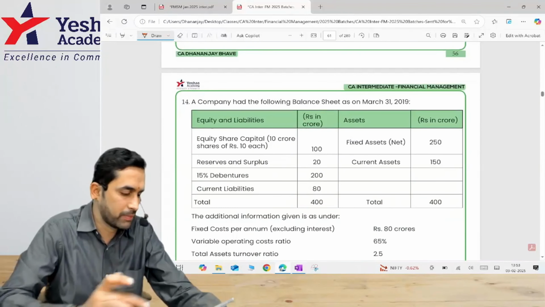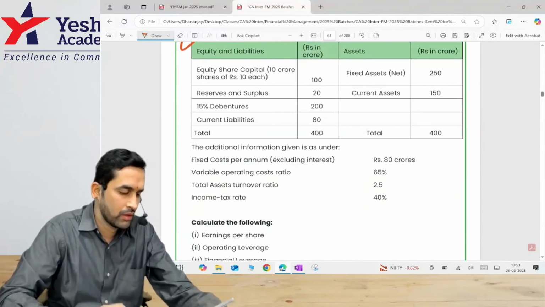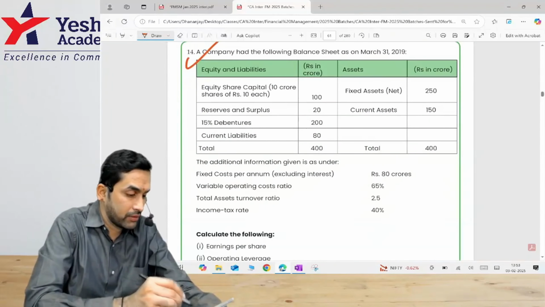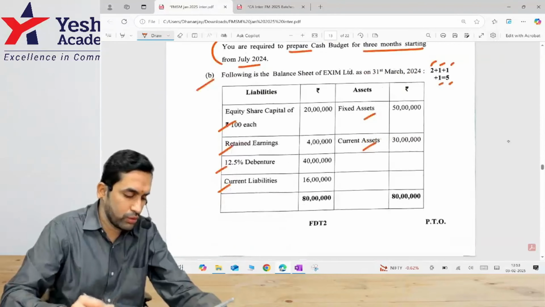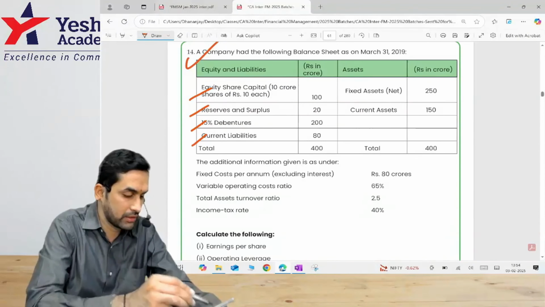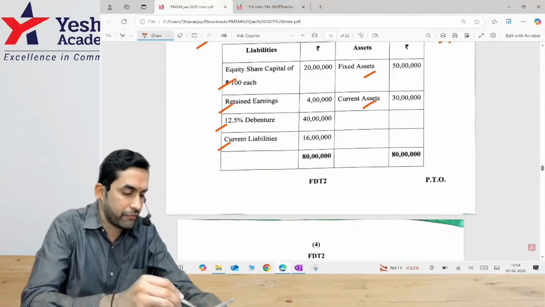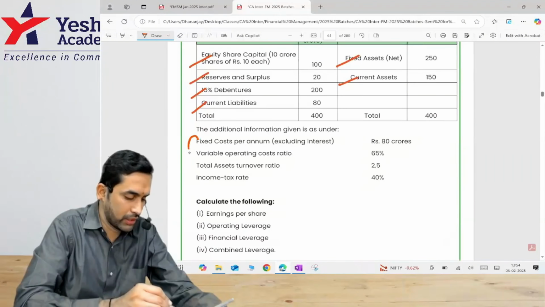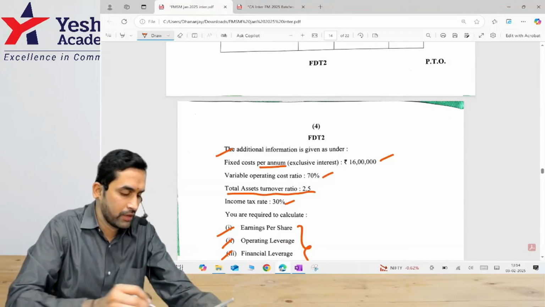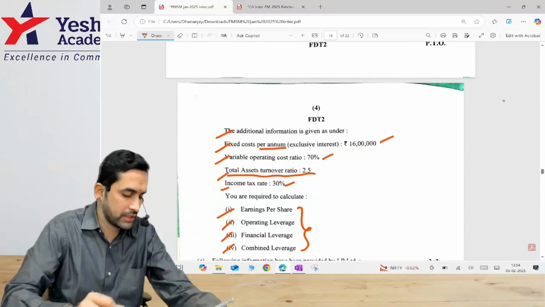This page number 57, exact same question. Share capital, I am keeping both open in front of. Share capital, retained earnings, debenture, current liability, FA and CA. And then look at the 4 adjustments also: fixed cost, variable ratio, asset turnover, income tax.